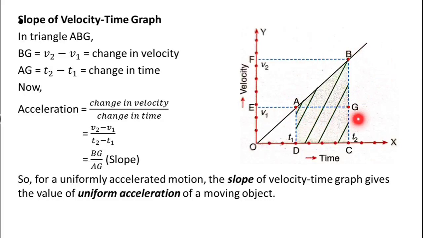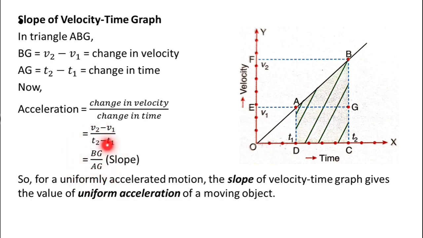In the triangle ABG, BG is equal to v2 minus v1, that is change in velocity, and AG is equal to t2 minus t1, that is change in time. Now we know that acceleration is equal to change in velocity upon change in time. So we can say it is equal to (v2 minus v1) upon (t2 minus t1). And we know that v2 minus v1 is equal to BG and t2 minus t1 is equal to AG. So we can write it is equal to BG upon AG.